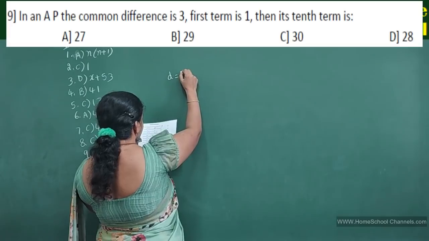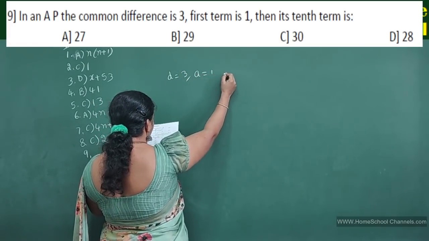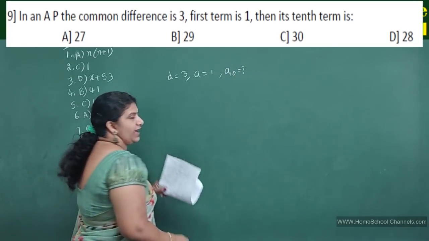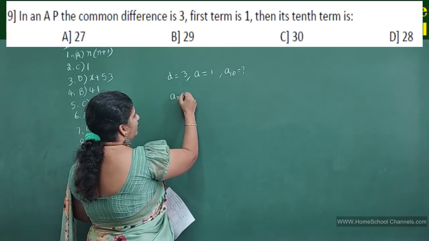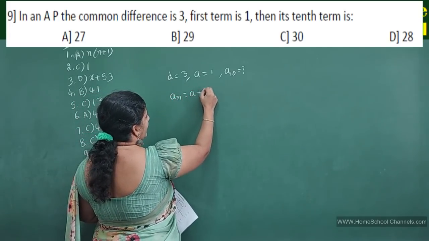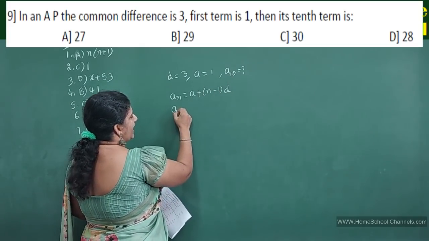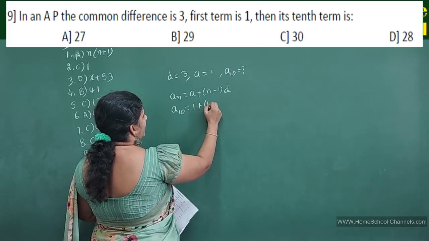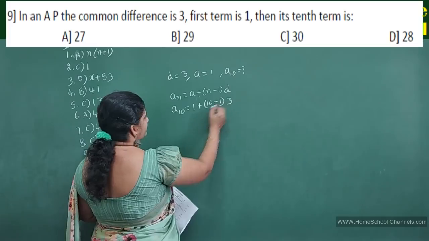Common difference means D is 3. First term means A is 1. Then its 10th term. 10th term means we need to calculate A10. Now, write the formula. AN is equal to A plus n minus 1 into D. A10, n value is 10. A value is 1. N 10 substitute there. 10 minus 1 into D value is 3.